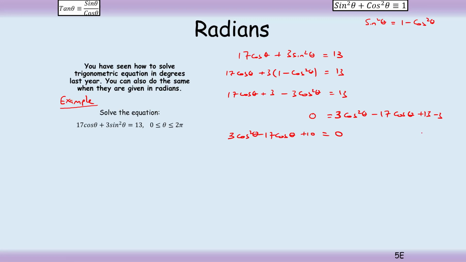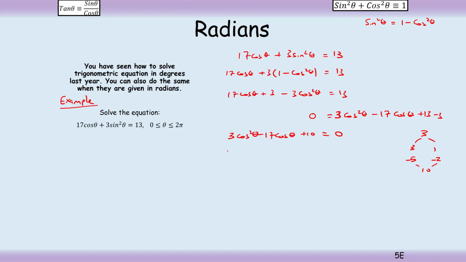Let's have a look at the factors of 3 and the factors of 10. I can do that here. So I've got 3 and 1, and I've got 10. Okay, factors of 10, I've got 2 and 5. If I put the 5 here and the 2 there, 5 times 3 gives me 15, 2 times 1 gives me 2, and 15 plus 2 will give me my 17. And because it's a positive 10, if both of them are negative, when they multiply, it shall give me minus 5 times minus 2 gives me positive 10.